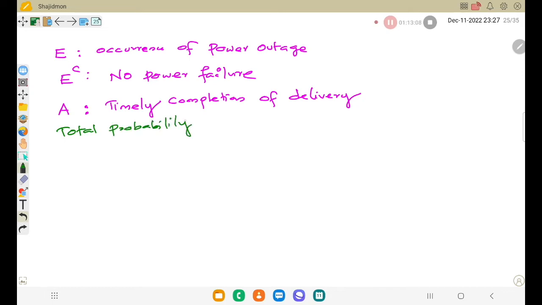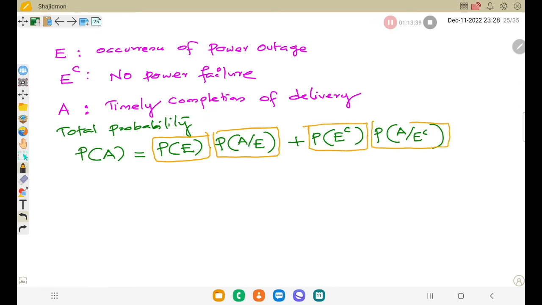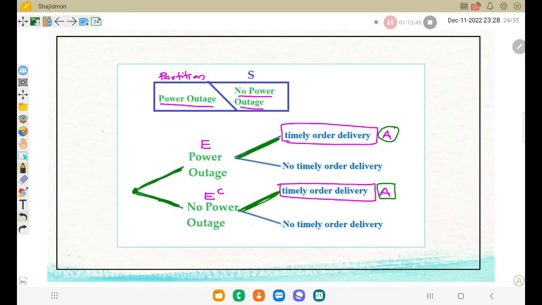So here the question is total probability, correct? That means probability of A equals first probability of the partition E multiplied by probability of A given E, plus probability of the second partition E complement multiplied by probability of A given E complement, correct? This is the total probability rule we discussed. So we just need to calculate probability of E, probability of A given E, probability of E complement, and probability of A given E complement, these four numbers. So I can do that one by one.